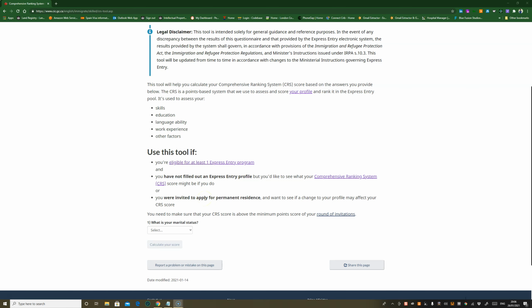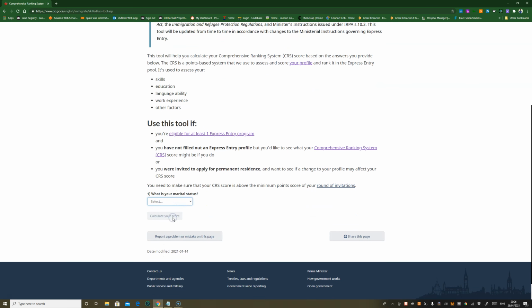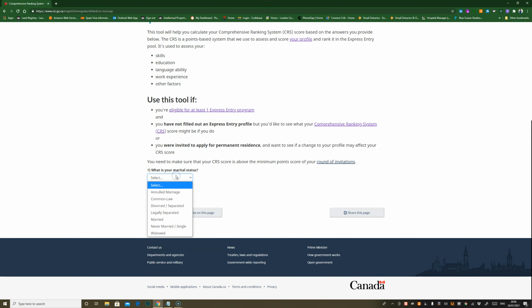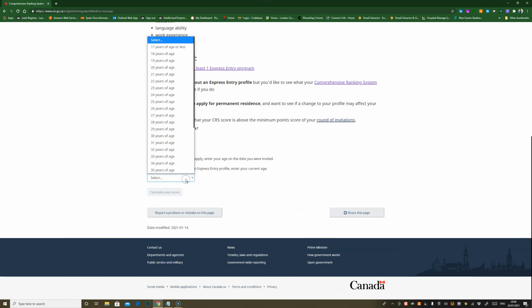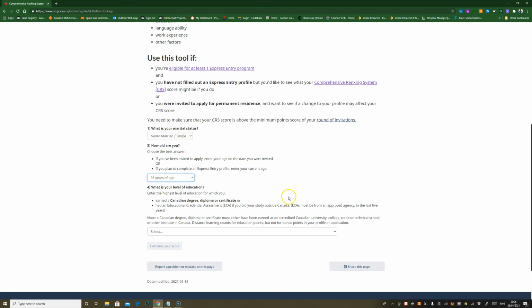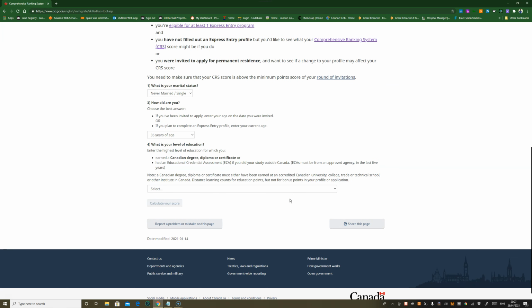The first thing in this tool is it asks for your marital status, whether you're married or single or whatever. So I would just say, let's say never married, single. Now it asks you your age. Now, an average Nigerian that wants to travel might sometimes be 35 years old. Let's say 35. Now it asks you what is your level of education.